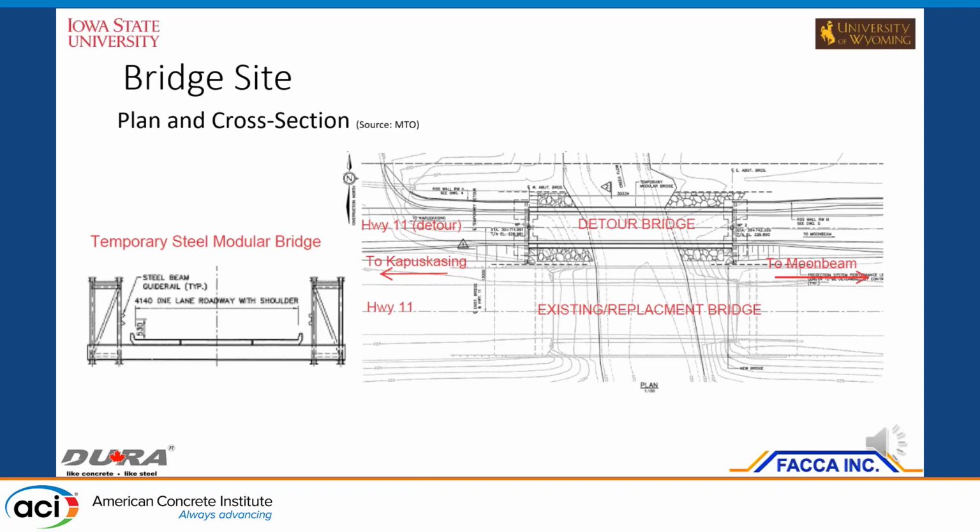Here's the bridge plan. You can see the existing and replacement bridge at the bottom there, which is the same location. Ten meters away to the north is the detour bridge, and that's the bridge that we're talking about. And to the left is the temporary steel modular bridge, commonly known as the Bailey bridge. And that's the cross section.